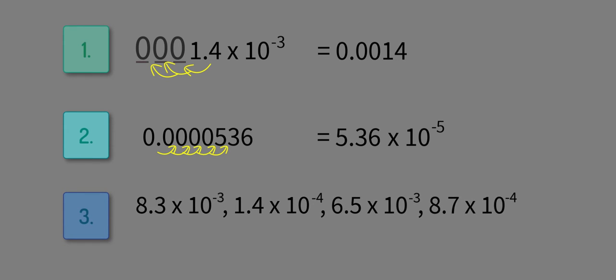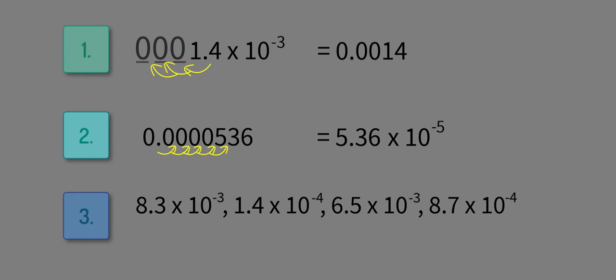With number 3, we're asked to order the values that were given from greatest to least. So if it's less negative, it's going to be greater because we're moving the decimal place fewer places to the left. It's going to be a bigger value. So we need to ask ourselves, is 8.3 times 10 to the negative 3 bigger, or is 6.5 times 10 to the negative 3 bigger? And with that, it's literally just looking at the numerical values in front because the exponents are the same.